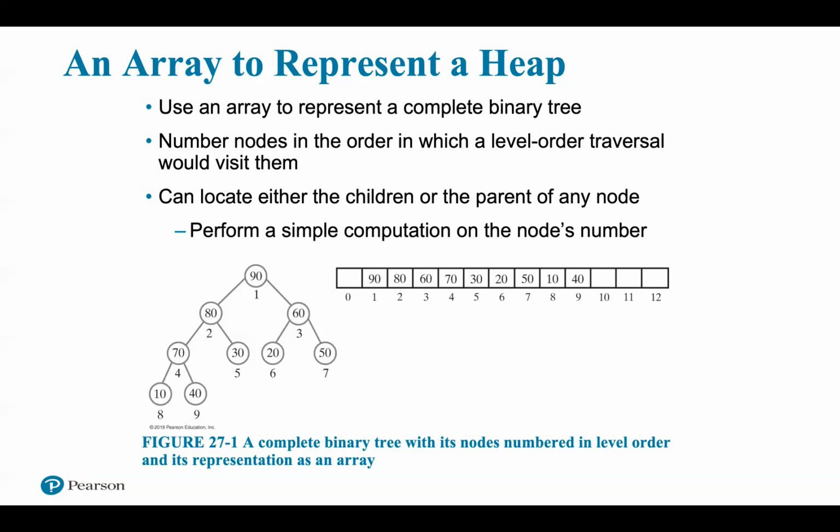Suppose that we number the nodes in a complete binary tree in the order in which a level-order traversal would visit them, beginning with 1. Figure 27.1a shows such a tree numbered in this way. Now suppose that we place the results of the tree's level-order traversal into consecutive array locations beginning at index 1, as figure 27.1b shows. This representation of the data in the tree enables us to implement any needed tree operation. We begin at index 1 instead of 0. We can simplify the implementation somewhat, as we can see.